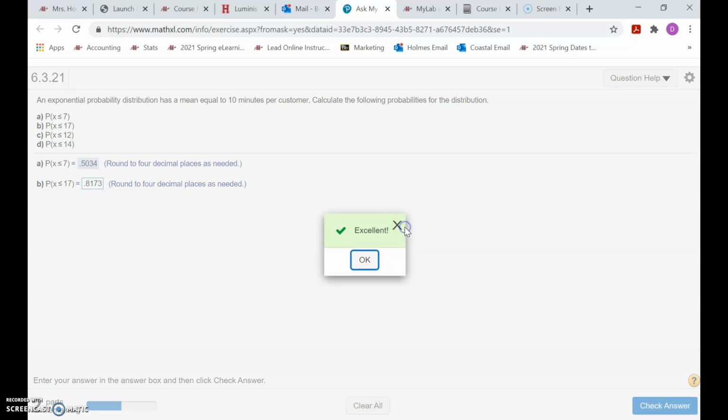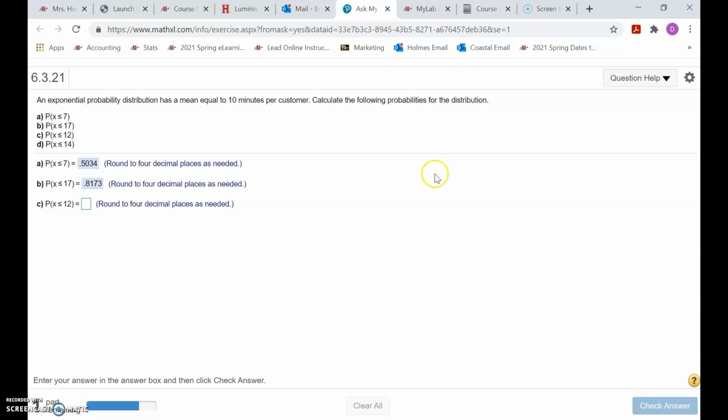Okay, so just let me know if you have any more questions. The best way to do these would be to use the e function in Excel.